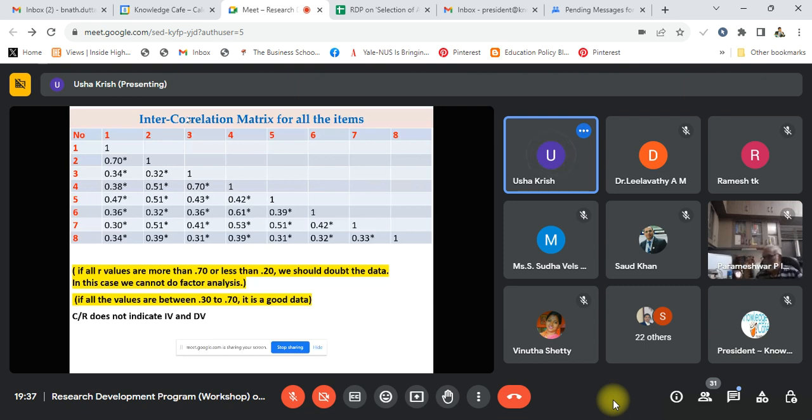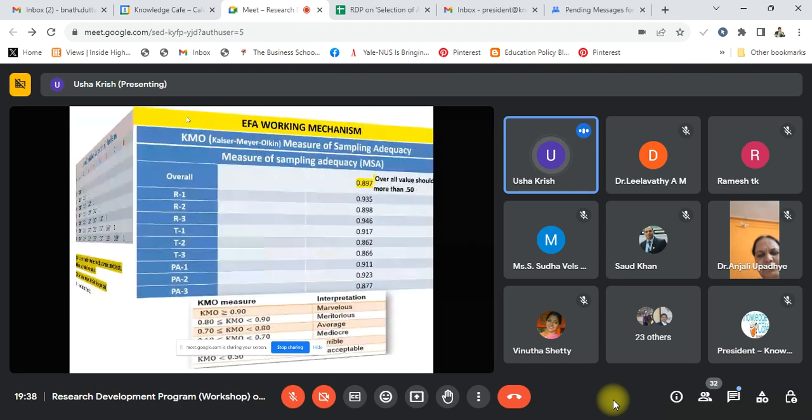So, utmost care should be taken to see that all R values are between 0.30 and 0.70. Then, one more point to be noted in this case is, for doing correlation analysis, there is no need to identify which is the independent variable and which is the dependent variable, not required. So this is about the intercorrelation matrix, the points to be kept in mind. We'll move to the next slide.